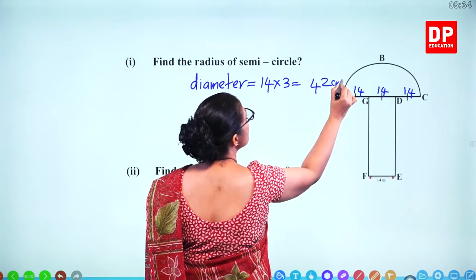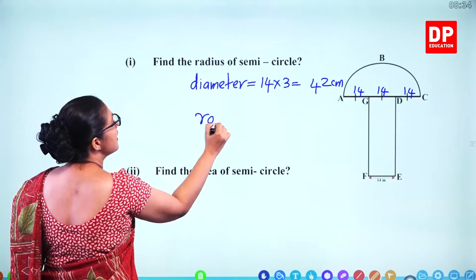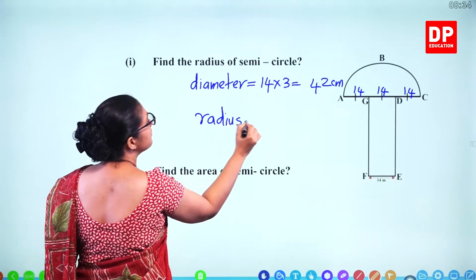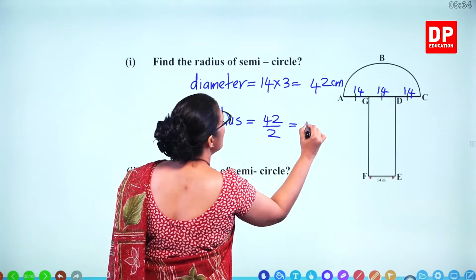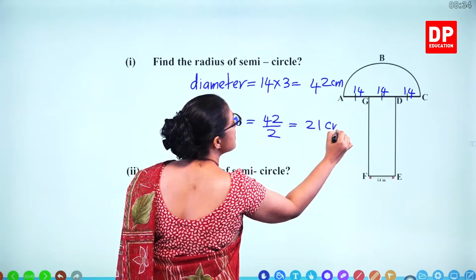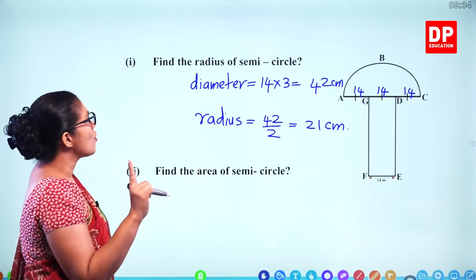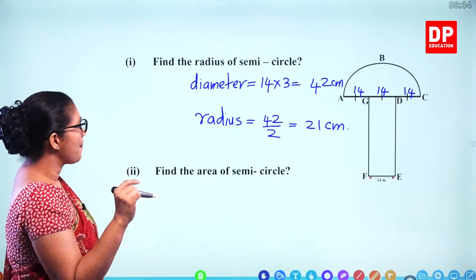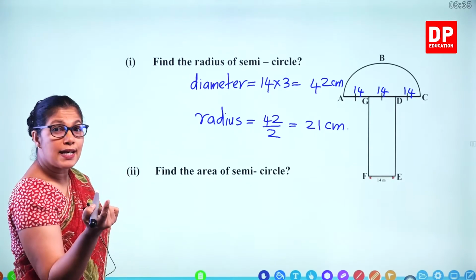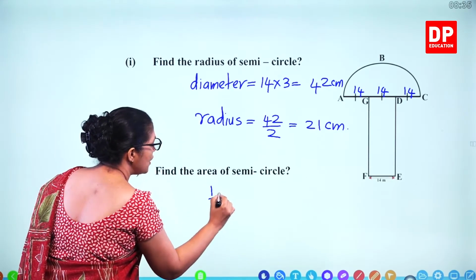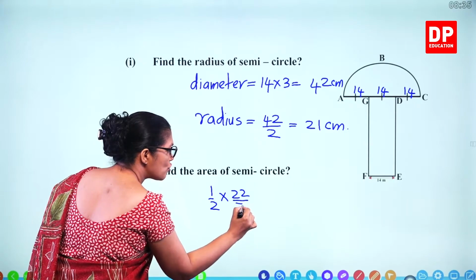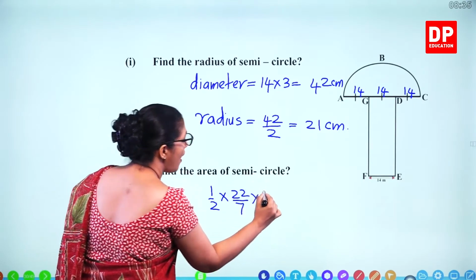42 centimeters. So what is the radius? Radius is half of that, 42 divided by 2. 21 centimeters is the radius of the semicircular part. Find the area of the semicircle. So what's the area? Half of the circle, half into pi. Pi you can take 22 over 7 r squared.